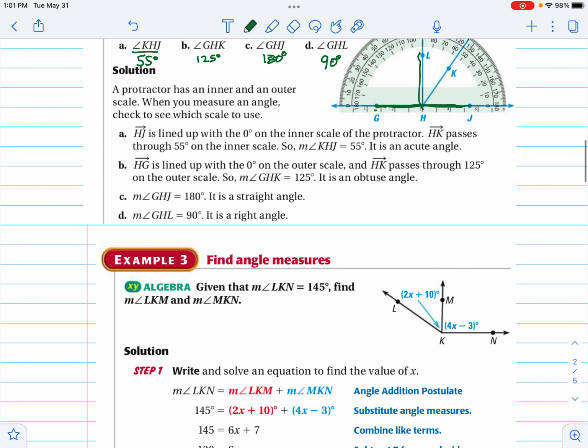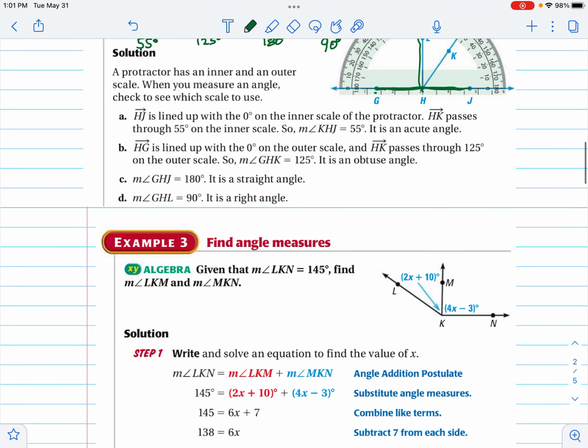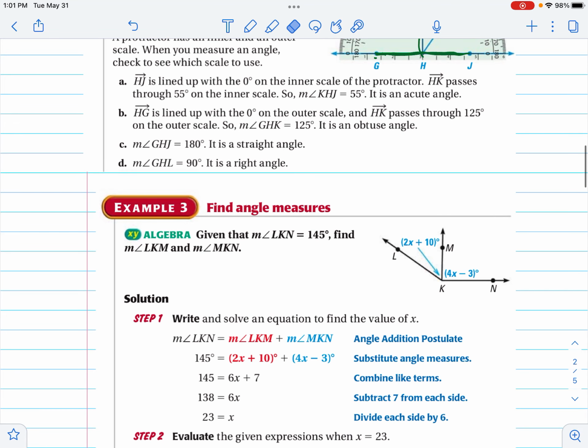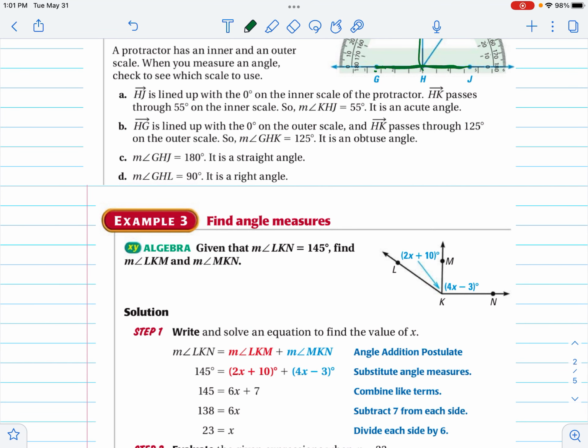Now, just some notation here. Let's suppose that we have a couple of angles. Let's just make up some here. Let's suppose that we have the measure of angle alpha is equal to, let's say, 32 degrees.